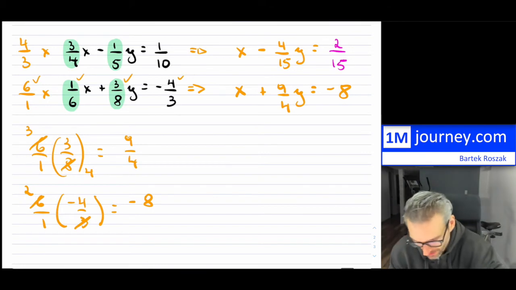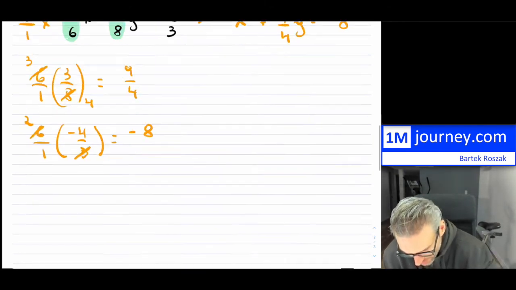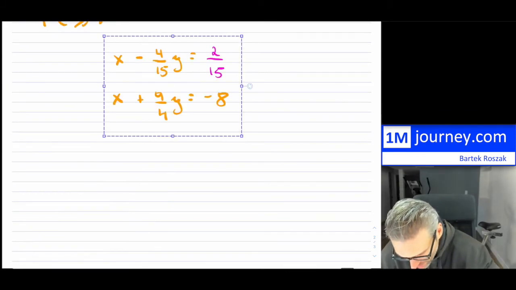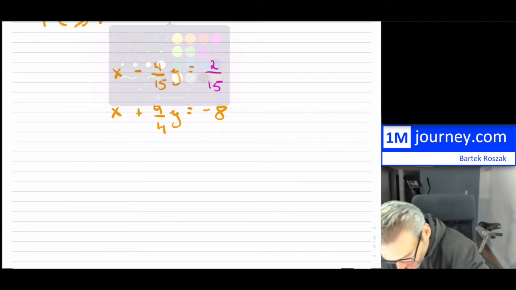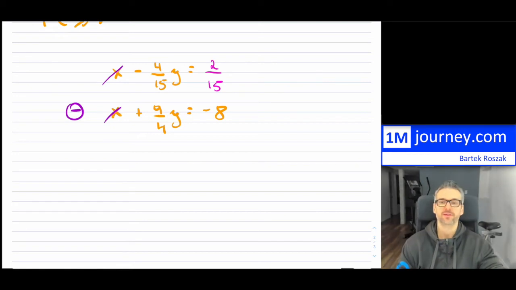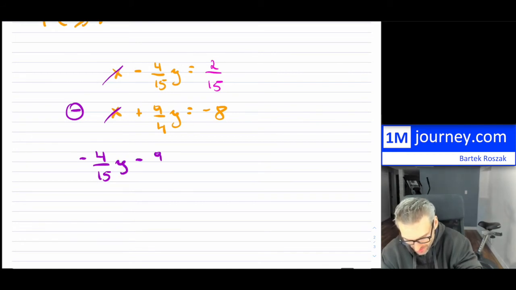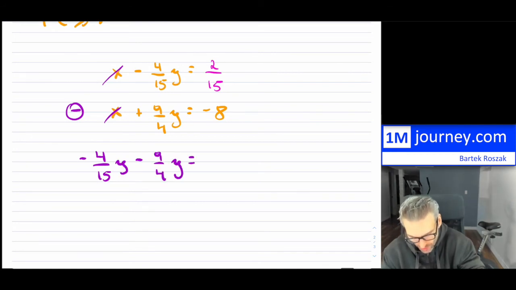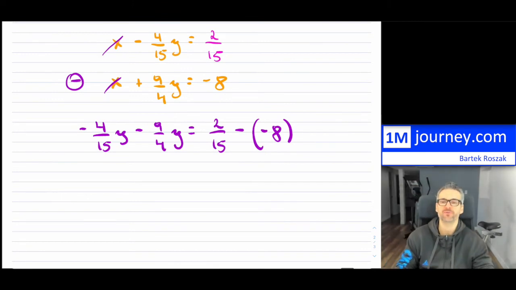Now, once you have multiplied by the reciprocal, you can eliminate your x. So by subtracting, notice that x minus x is gone. So what you're going to have is negative 4 over 15 y minus 9 over 4y equals 2 over 15 minus this negative 8. And now you only have y.